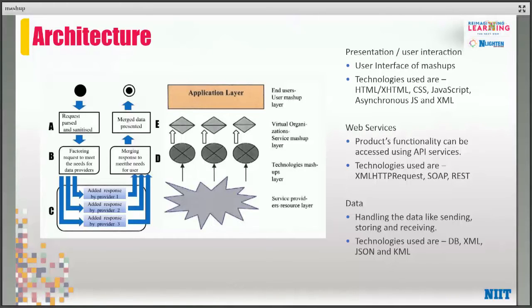There is a presentation layer or a user interaction layer. Then there is the web service or the data connector layer. And the third layer, which is the data itself. And the data here could take varieties of formats. Data could be widgets, data could be plain data, or data could be also HTML and other format.